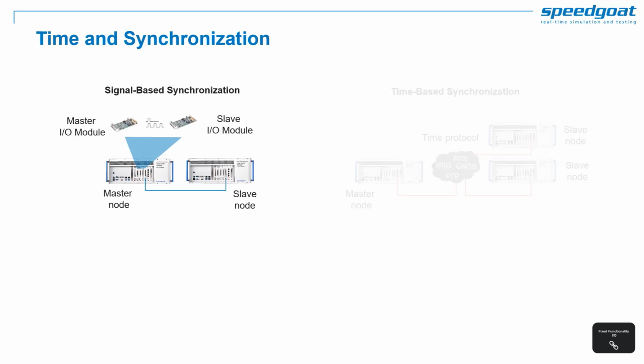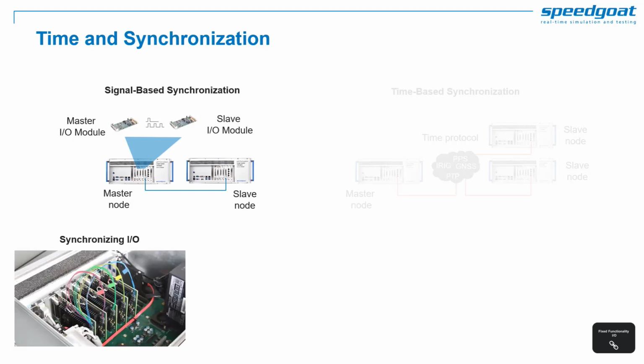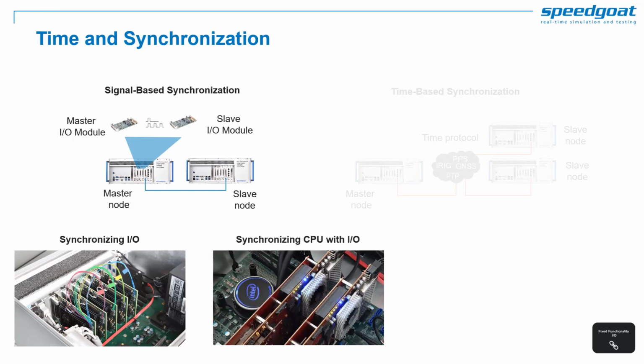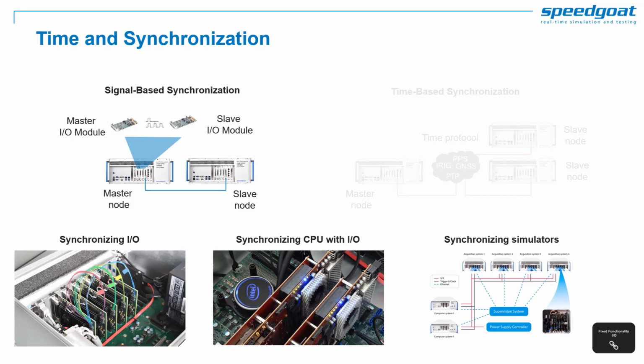For instance, if absolute time is not a requirement and you are mainly concerned about latency, you can share clock and trigger signals across nodes to synchronize I/O channels or multiple I/O modules and achieve simultaneous data acquisition. You can also synchronize your Simulink application with I/O, or even distribute computational load across several simulation nodes.